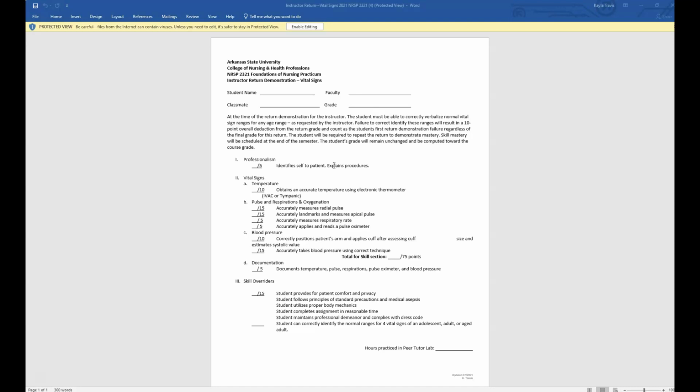But just know that there are a couple of things that have to be done in a specific order, and apical and radial should really be done close together because you want to make sure that you don't have a pulse deficit.